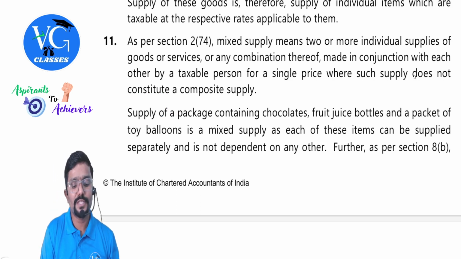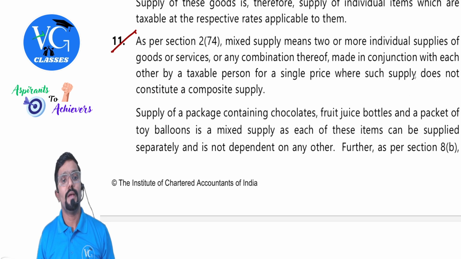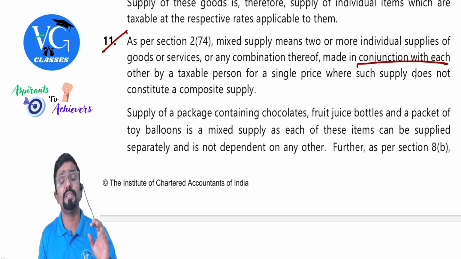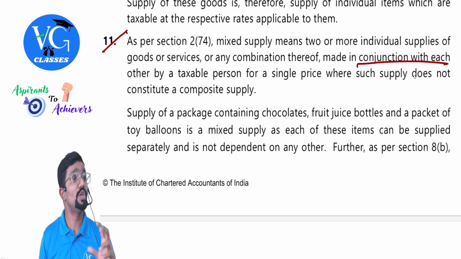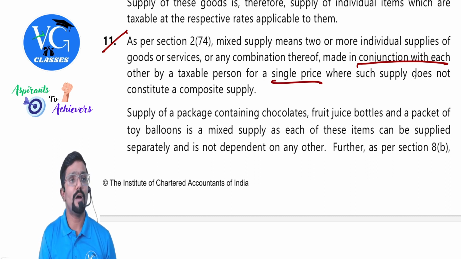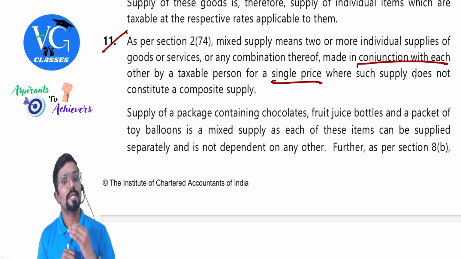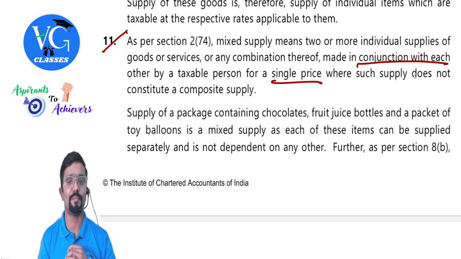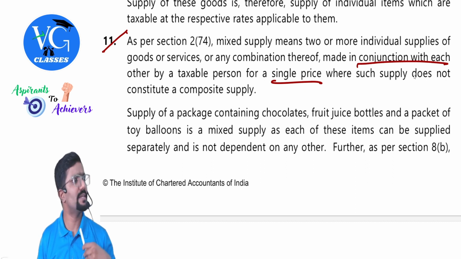As the question is on mixed supply, they are defining it. As per section 2 clause 74, mixed supply means 2 or more individual supplies of goods or services or any combination thereof made in conjunction with each other. Conjunction means together by a taxable person for a single price, where such supply does not constitute a composite supply, means it is not a composite. Supply of a package containing chocolates, fruit juice bottles, and a packet of toy balloons is a mixed supply, as each of these items can be supplied separately and is not dependent on any other.